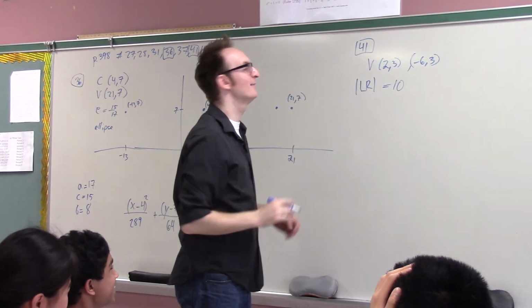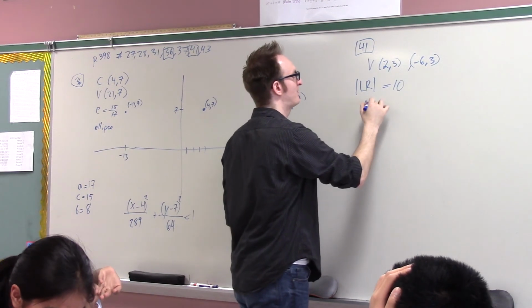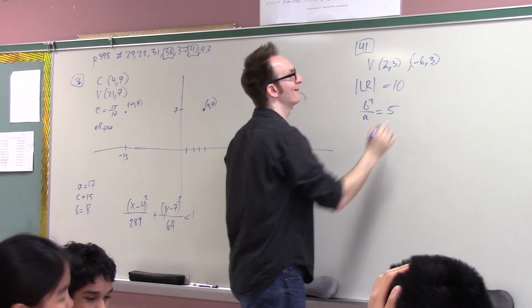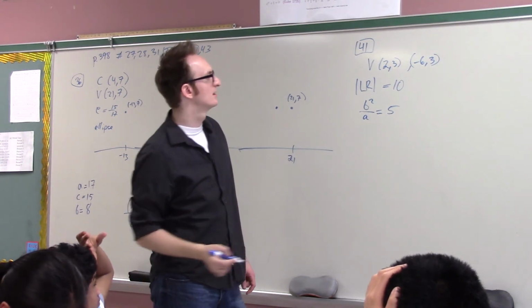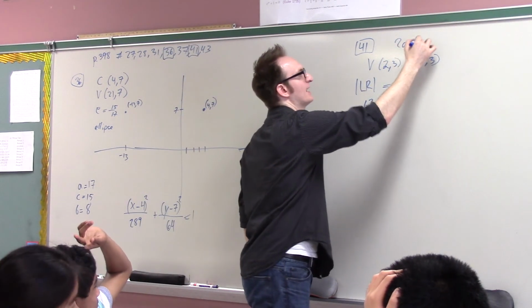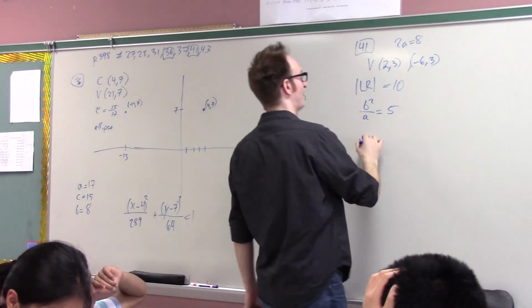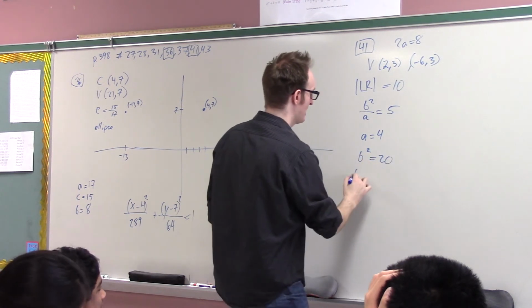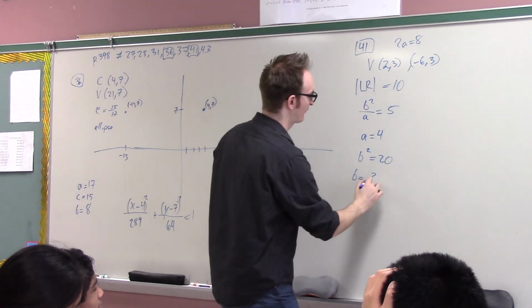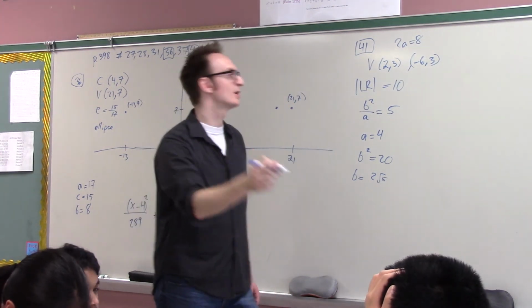All right, latus rectum is 10, which means that b squared over a has to be 5, right? But it is also true that 2a has to be 8. So a is 4. So if a is 4, then b squared is 20, and so b is 2 root 5. Am I going too fast, or is this just right? That's right. All right, so we good basically?